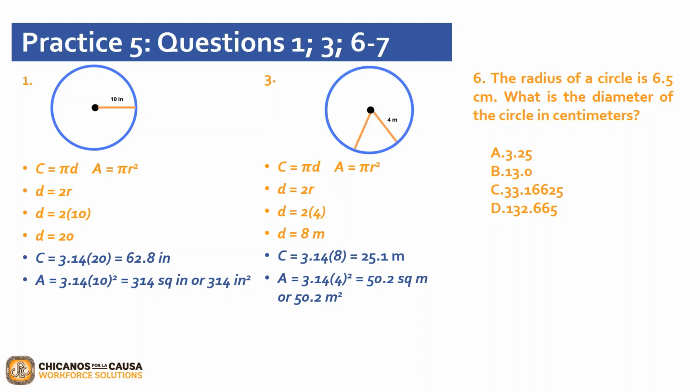So let's start with the diameter formula because that's what they want us to find. The diameter equals 2 times the radius. And we were given the radius, which is 6.5. So right now, we're just going to replace our variable with the value, which is 2 times 6.5, which gives us an answer of 13. So if you chose B, you are correct.